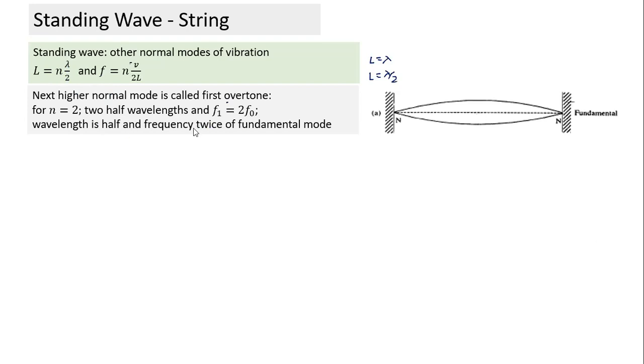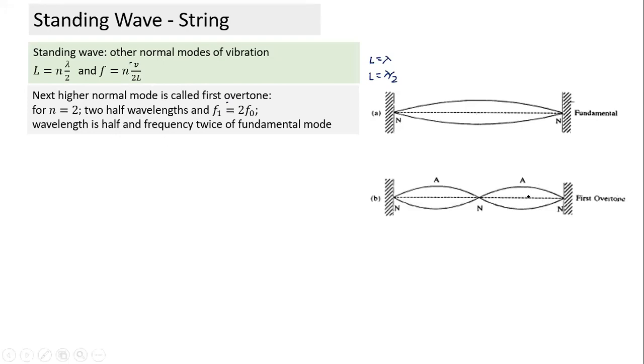Velocity remains constant. Velocity is not changing in different modes of vibration, because velocity depends on tension and mu only. And so here the wavelength becomes half, and the frequency becomes twice the fundamental mode. And this is how the string will oscillate. Why are there two loops here? As we already mentioned, this is lambda by 2. So how many half wavelengths? Two half wavelengths. So this is how the string will look.